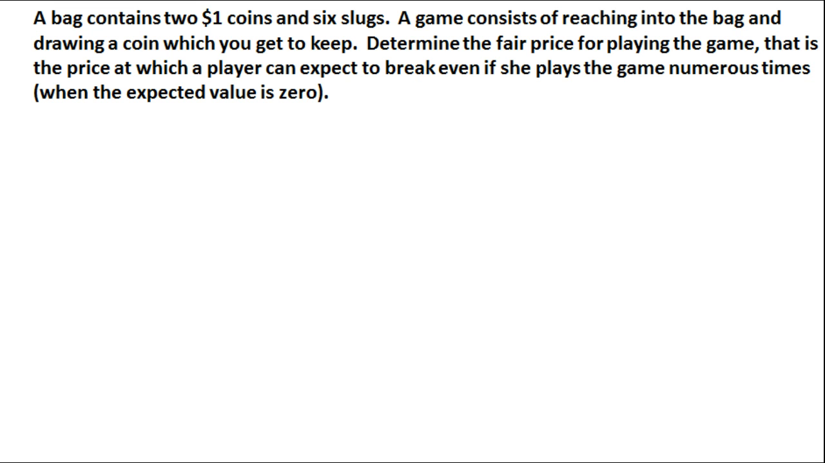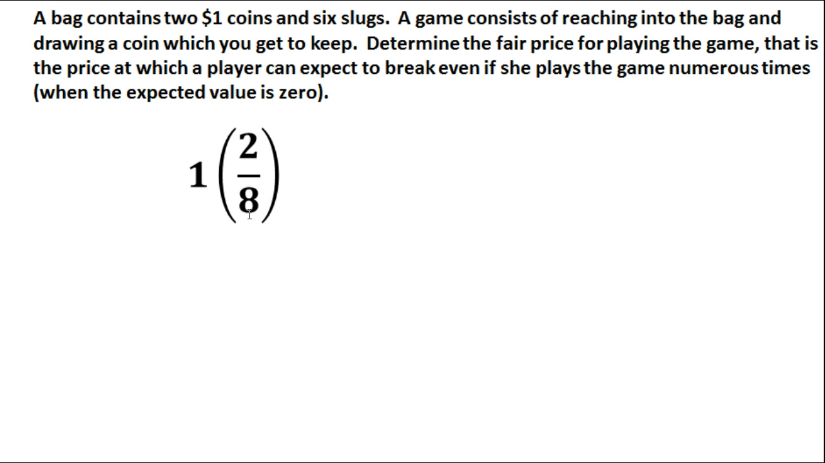In order to calculate expected value, we're taking the amount of the payout, in this case it's $1, multiplying that by the probability of getting that payout. Okay, so if we're going to receive a dollar, we multiply that by the probability of actually getting that dollar. So there are two $1 coins in there and six slugs. So there are 8 total coins in there, of which 2 of them are a dollar. So our probability of actually getting the dollar would be 2/8. The probability of getting a slug would be 6/8.